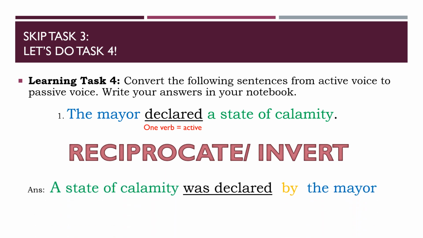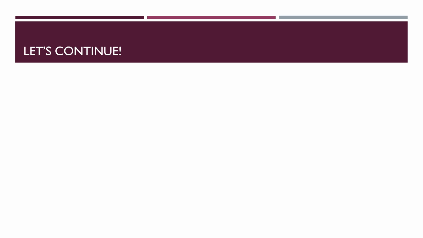So when we say reciprocate in math, ating binabaliktad. So ang magiging ngayong subject ay a state of calamity, and then from one verb, magiging siyang dalawa, was declared by the mayor. Now, meron tayong class na padagdag na word, and that is the word by. So yung first sentence natin is an active voice, and then the second one is in passive voice.